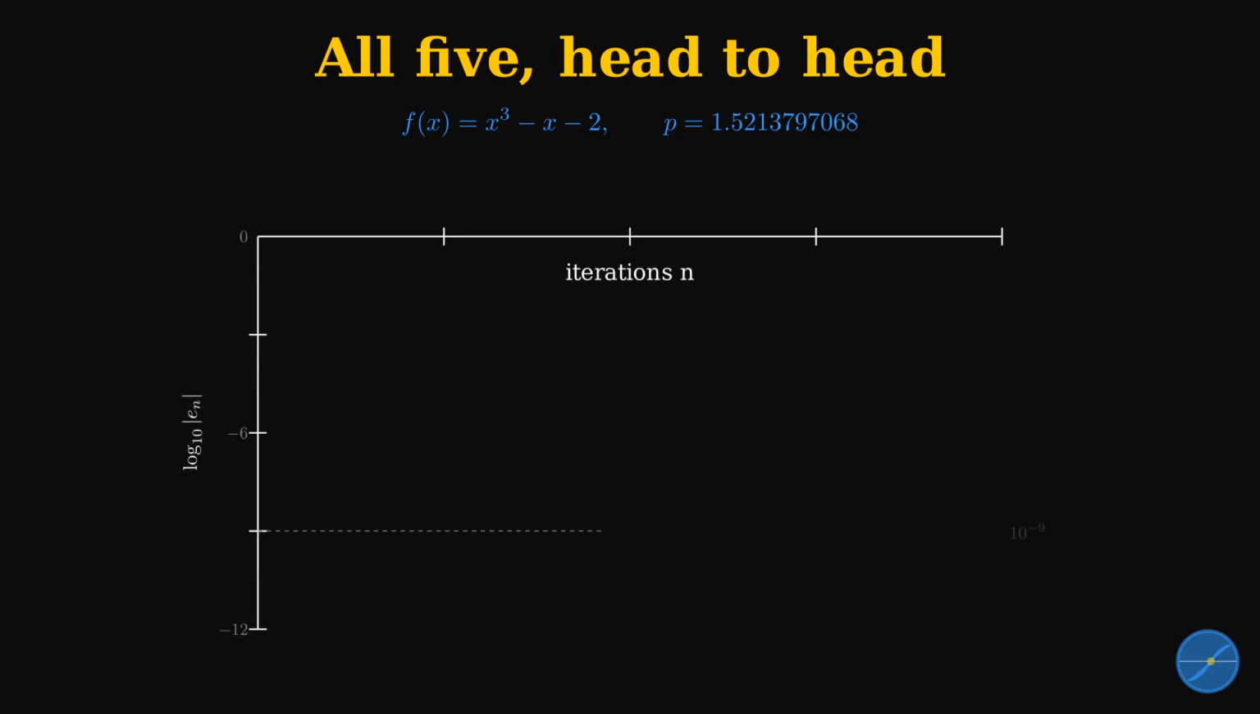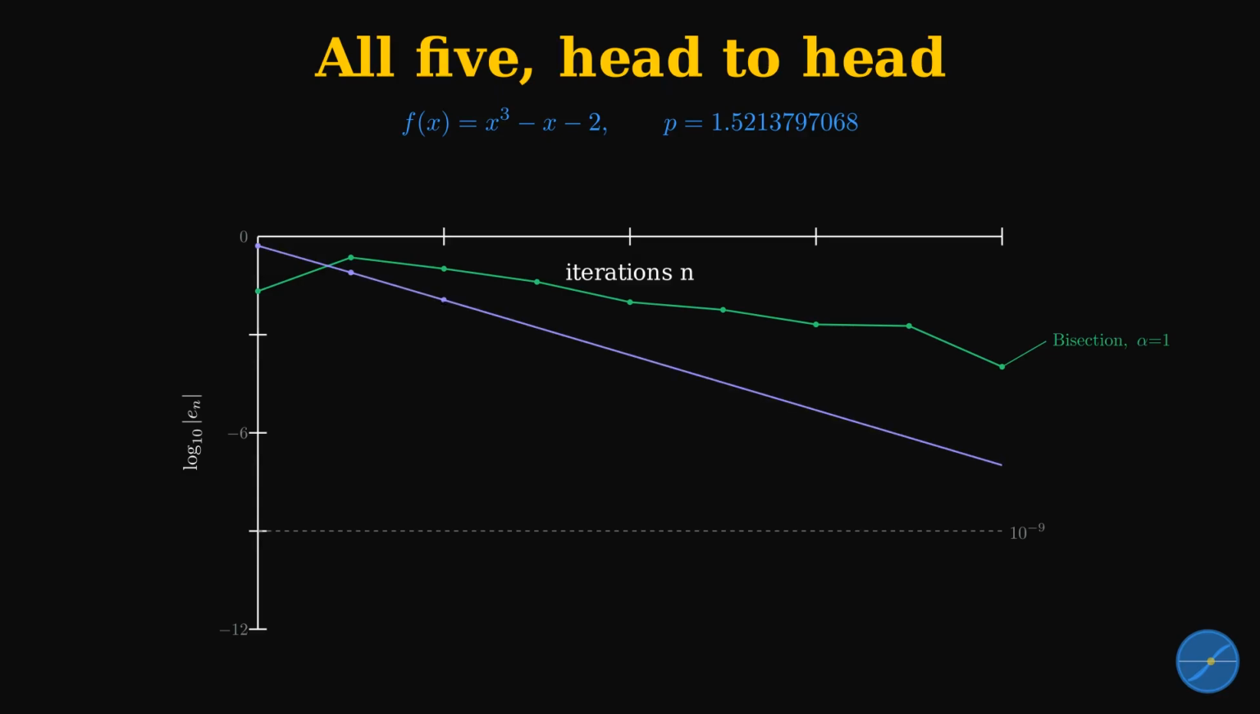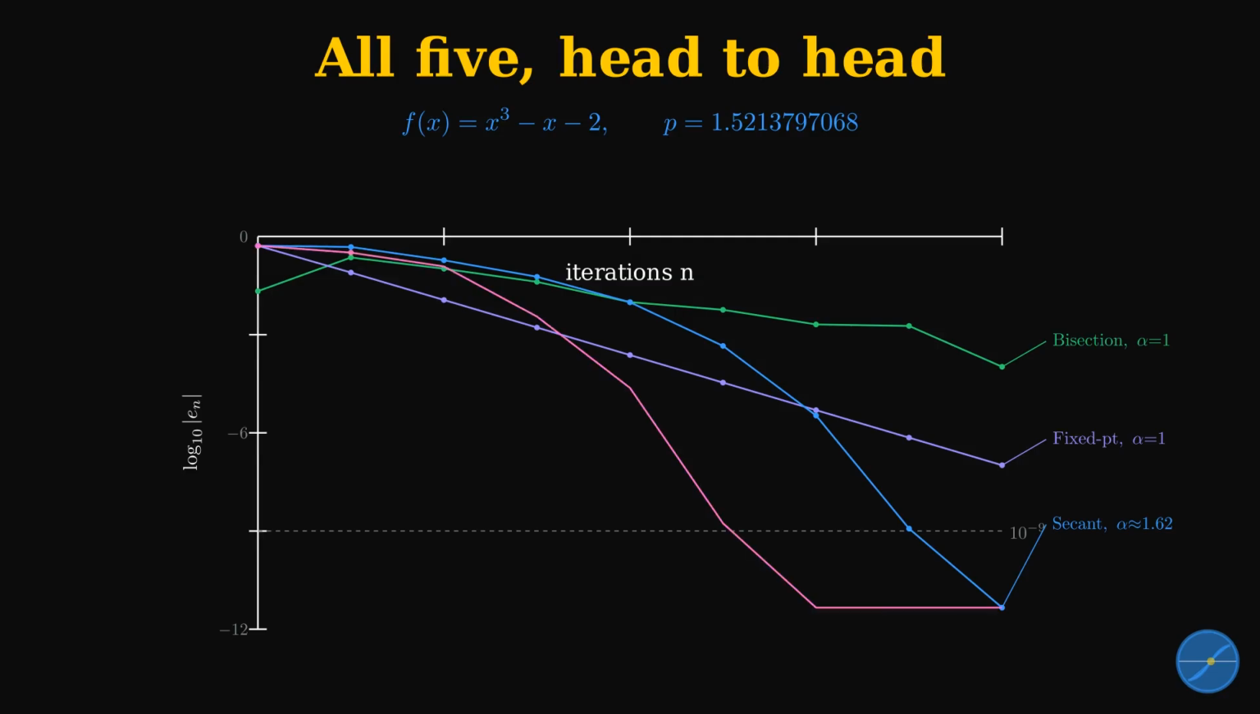Error on a log scale against the number of steps. Lower is better. Bisection, order 1, the slow lane, a shallow straight line. Fixed point, also order 1 but a steeper line, a smaller constant. The secant, order about 1.62, it curves and pulls away. Müller, order 1.84, a genuine cliff. And Newton, order 2, almost the same cliff. That's how close 1.84 and 2 are.